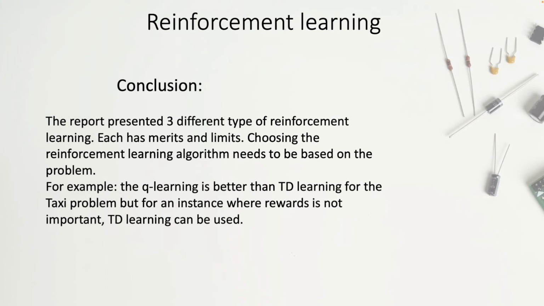Conclusion. The report presented three different types of reinforcement learning. Each has merits and limits. Choosing the reinforcement learning algorithm needs to be based on the problem. For example, Q-learning is better than TD learning for the taxi problem, but for an instance where rewards are not important, TD learning can be used.